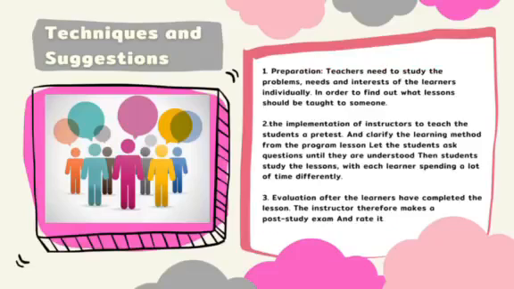Next is techniques and suggestions. The first one is preparation. Teachers need to study the problems, needs and interests of the learners individually in order to find out what lesson should be taught to whom. 2. The implementation: the instructor gives the students a pretest and clarifies the learning method of the program lesson. Let the students ask questions until they understand.